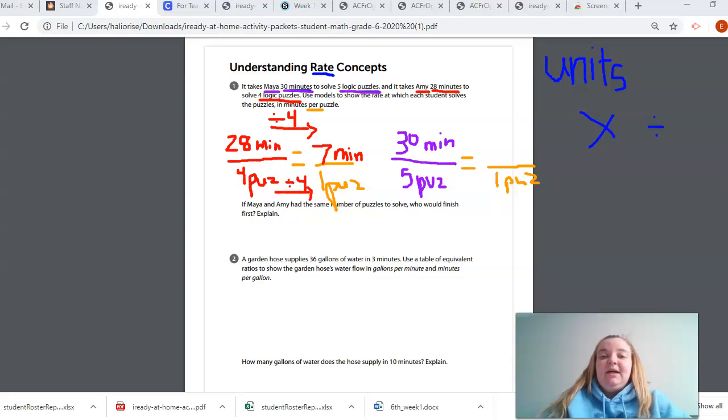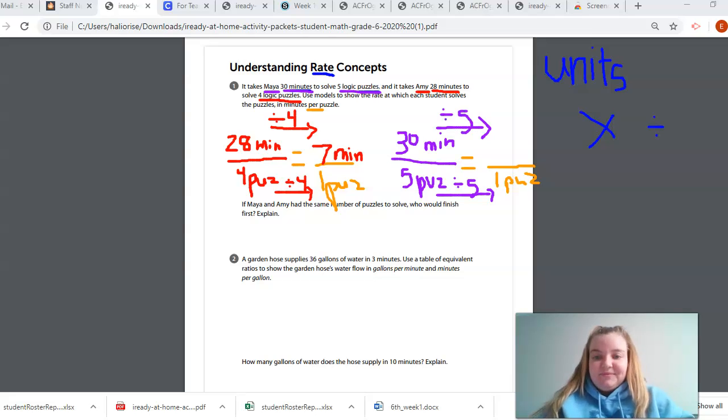Okay, now let's move on to Maya. How long would it take Maya to complete one puzzle? So how are we going to get from 5 to 1? We're going to divide by 5. We did it on the bottom, so now we have to do it on the top. Divide by 5. 30 divided by 5 is 6. So it takes Maya 6 minutes to do one puzzle. So this is the rate at which each student solves the puzzles.